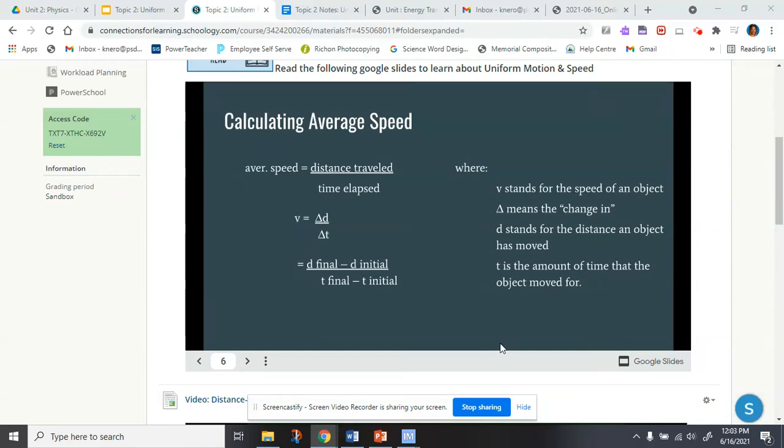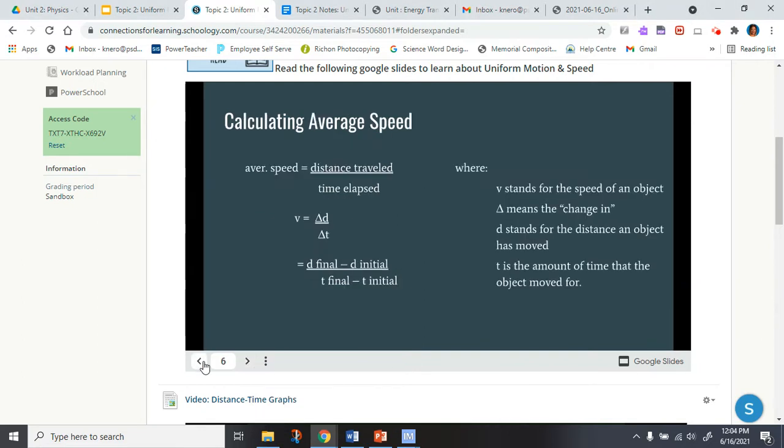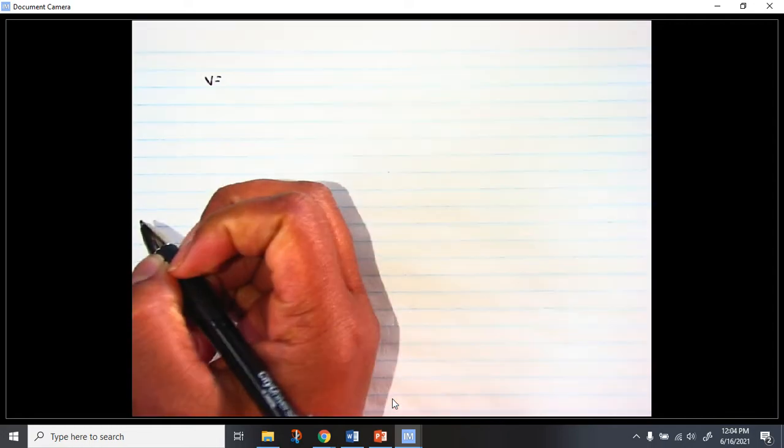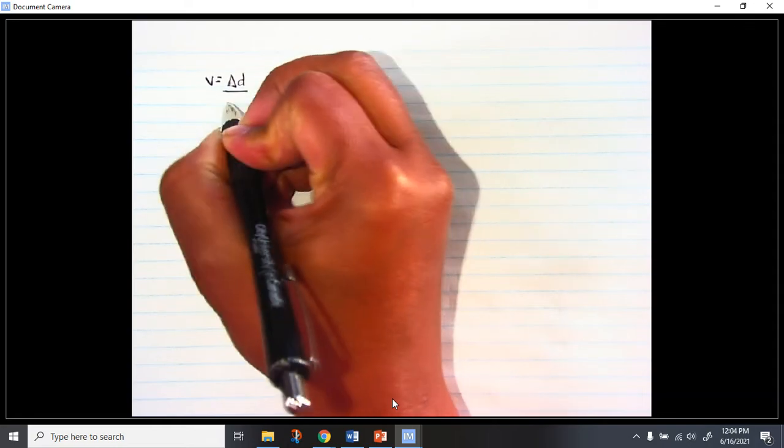So let's look at rearranging our formulas. When we calculate our average speed, we've seen that your speed is equal to change in distance over change in time. Whenever you're doing your calculations, you should get used to this, because it goes all the way through high school and university as well.